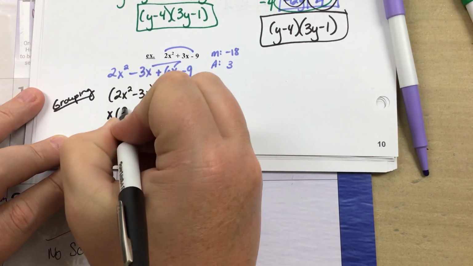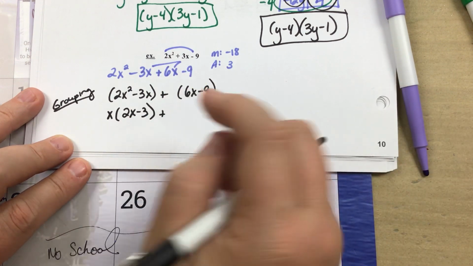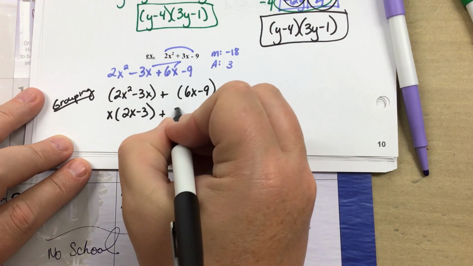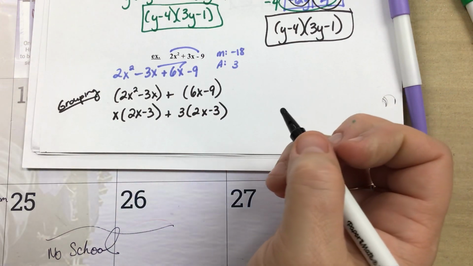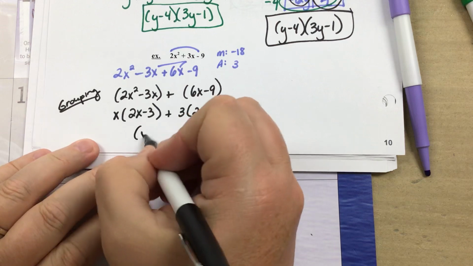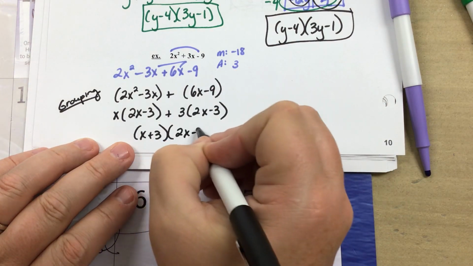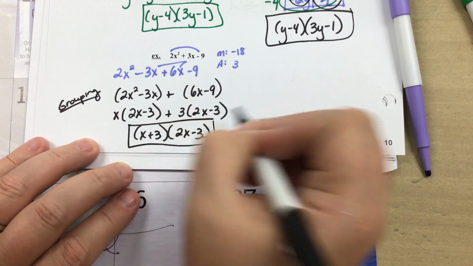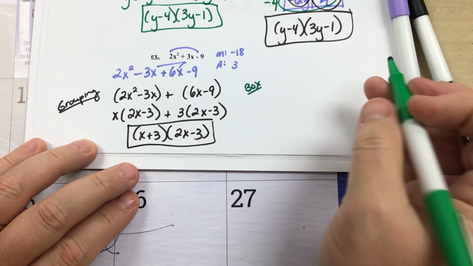It's going to be an x, and I'm left with 2x minus 3. And the last two, what can I factor out? A 3, and I'm left with 2x minus 3. So what's on the outside? We have an x plus 3, and what's left on the inside of both? A 2x minus 3. And again, if you prefer the box method, let's do it that way as well.